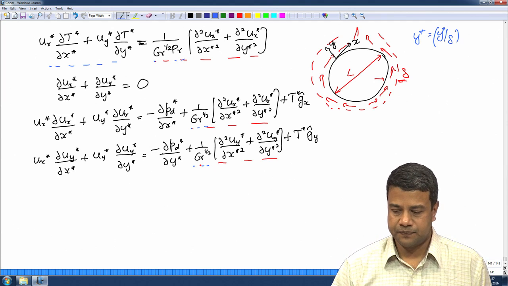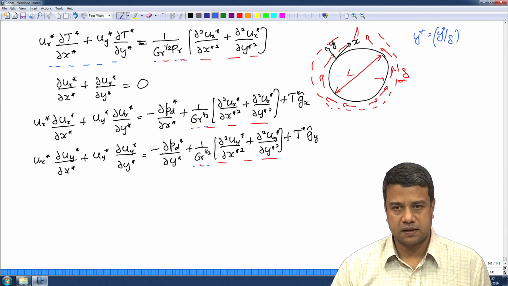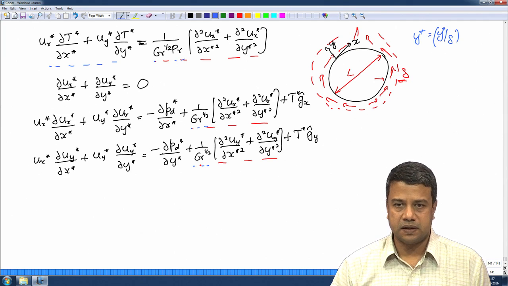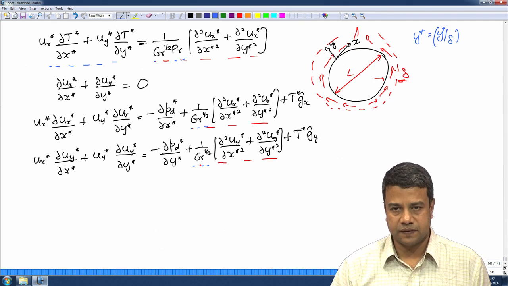Therefore, you have to postulate the presence of a boundary layer near the surface whose thickness is much smaller than the characteristic length scale, such that when I scale the cross stream coordinate by that boundary layer thickness, the resulting equations are independent of Grashof number in the limit as Grashof number goes to infinity.